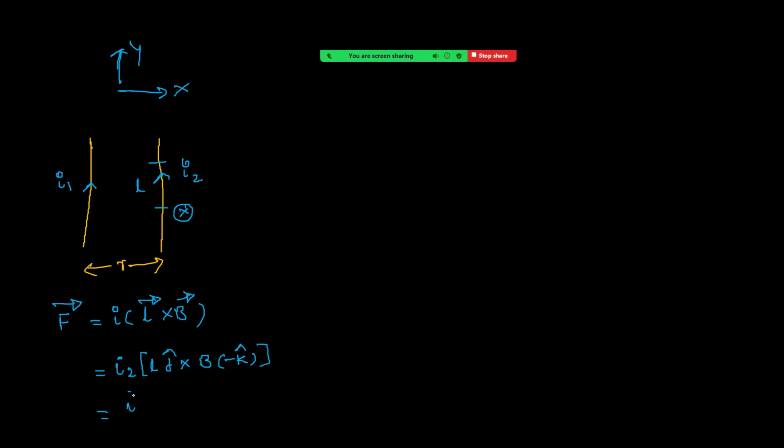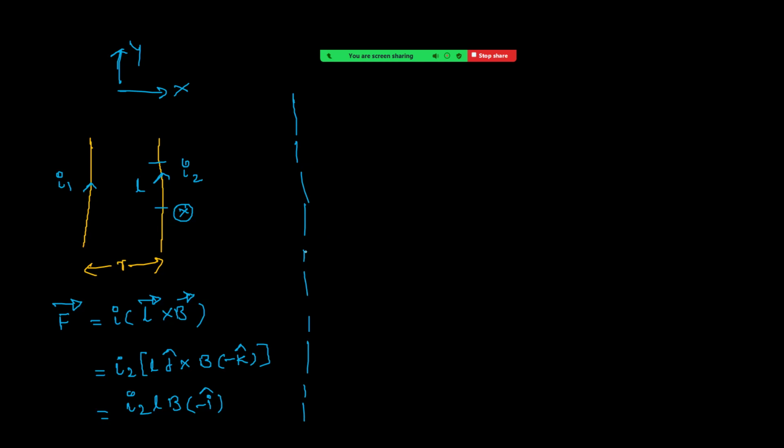Then see what you will get. I2 L B, direction part, J cap cross minus K cap, that is minus I cap, right? So the force acting on the second wire has direction minus I cap. That means this is attracting this one. So here we conclude that if current directions are the same, then they attract each other. Okay. If current directions are opposite, they repel each other.